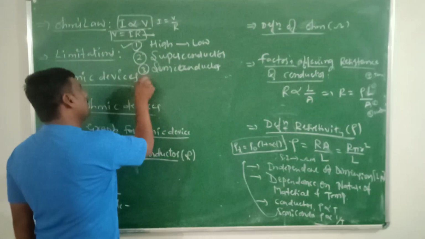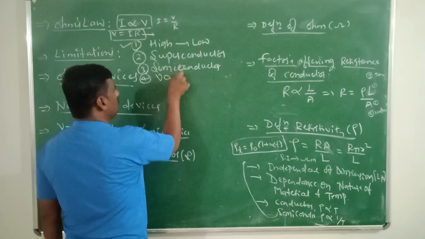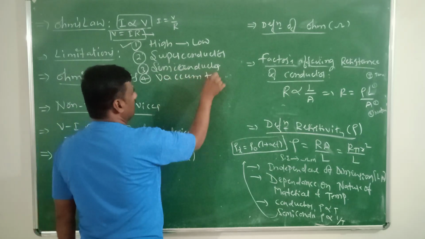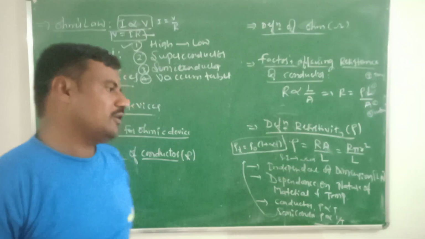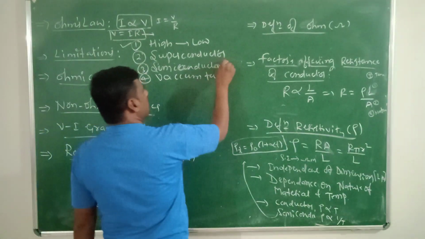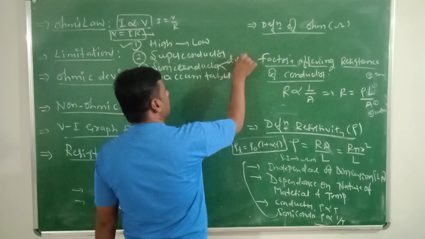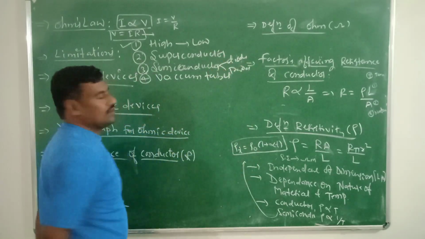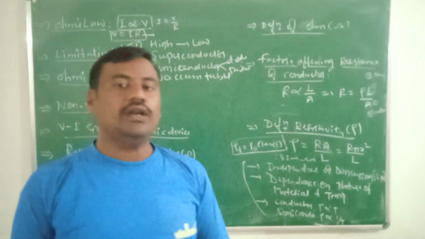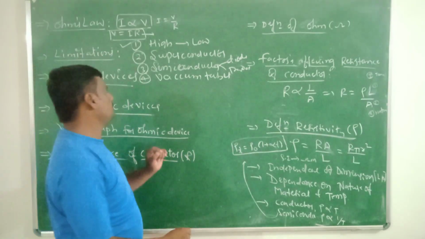This is not applicable for vacuum tubes. Ohm's law is not applicable for vacuum tubes. This is also not applicable for vacuum tubes. In case of semiconductors, for example diodes and triodes, it is not applicable. These are the few limitations of Ohm's law.